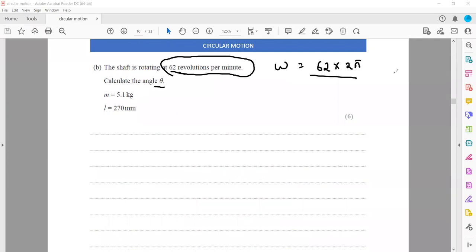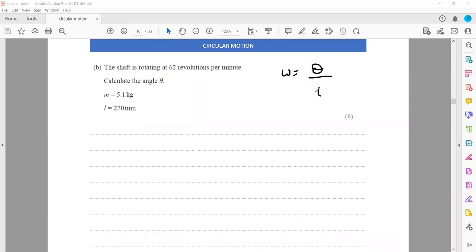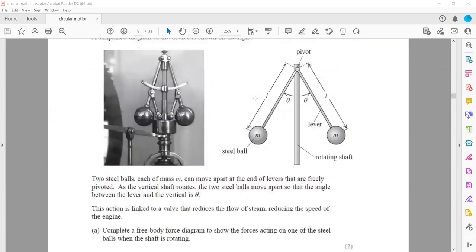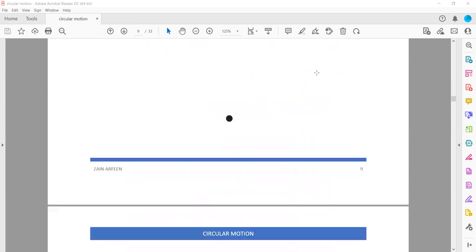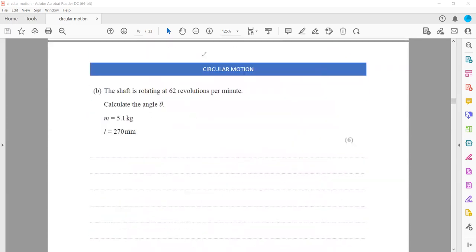And then, because omega is equal to the angular displacement divided by time. But this theta is different from this theta, which is the angular displacement. This theta is not the angular displacement. It is the vertical angle between the pivot and the object. So we'll work out omega here.